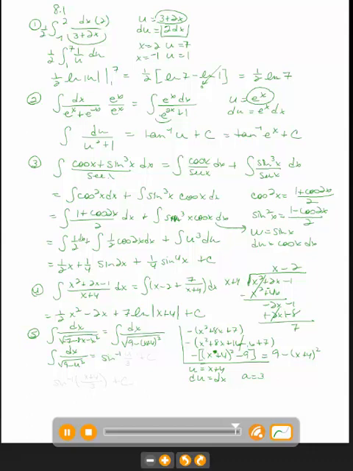and it's u over a is 3, plus c, and then I've got to put it back, so it's the arc sine of x plus 4 is what u is, over 3 plus c.